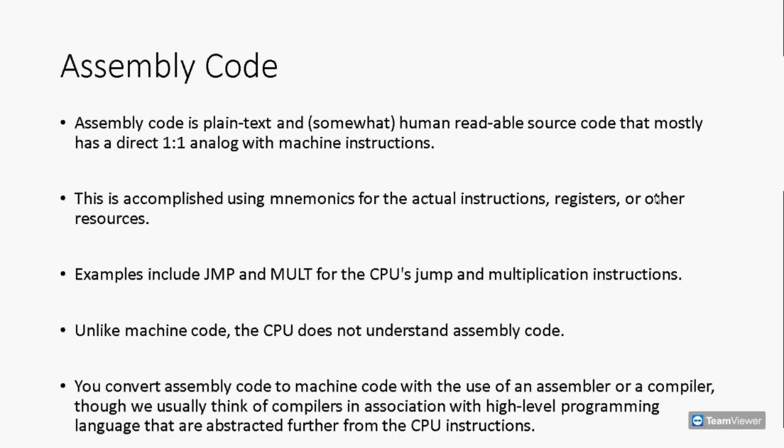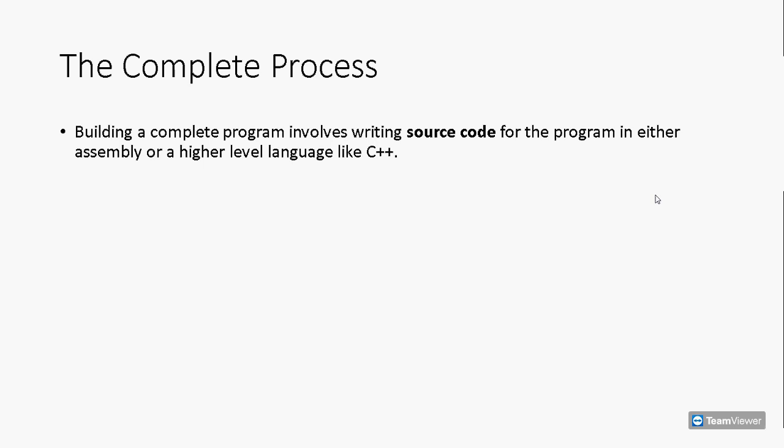An assembler or compiler is used to convert assembly code to machine code, though we usually think of compilers in association with high-level programming languages that are abstracted further from the CPU instructions. Now let's take a look at the complete process from writing the source code to generation of the executable machine code. To build a complete program, we first write the source code for the program.